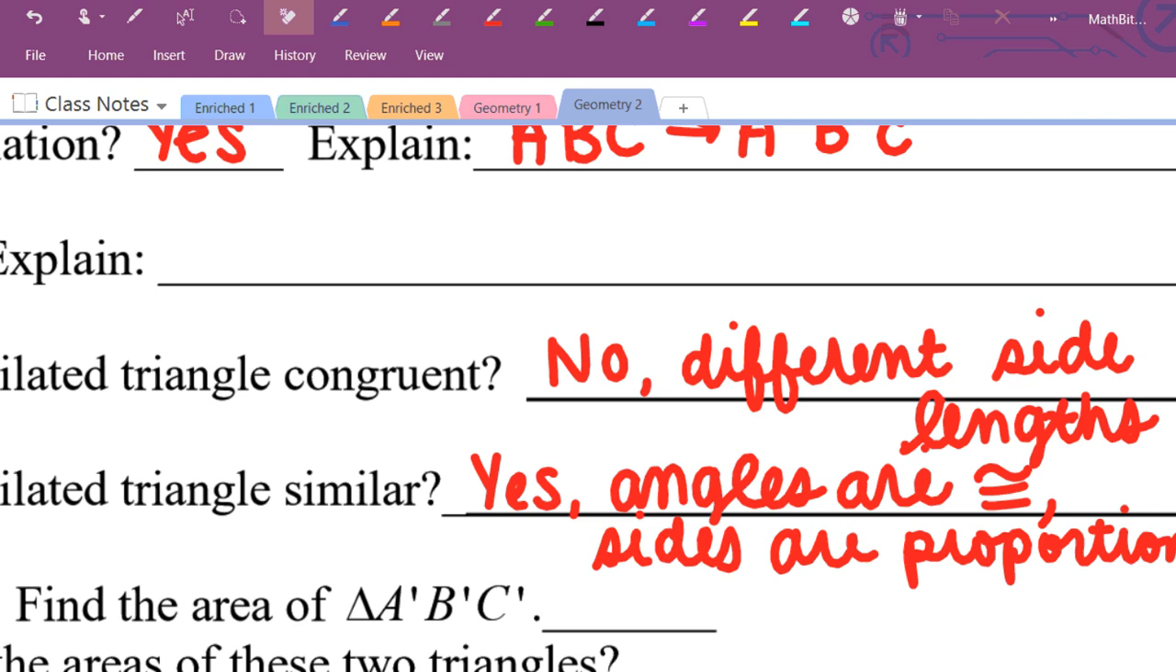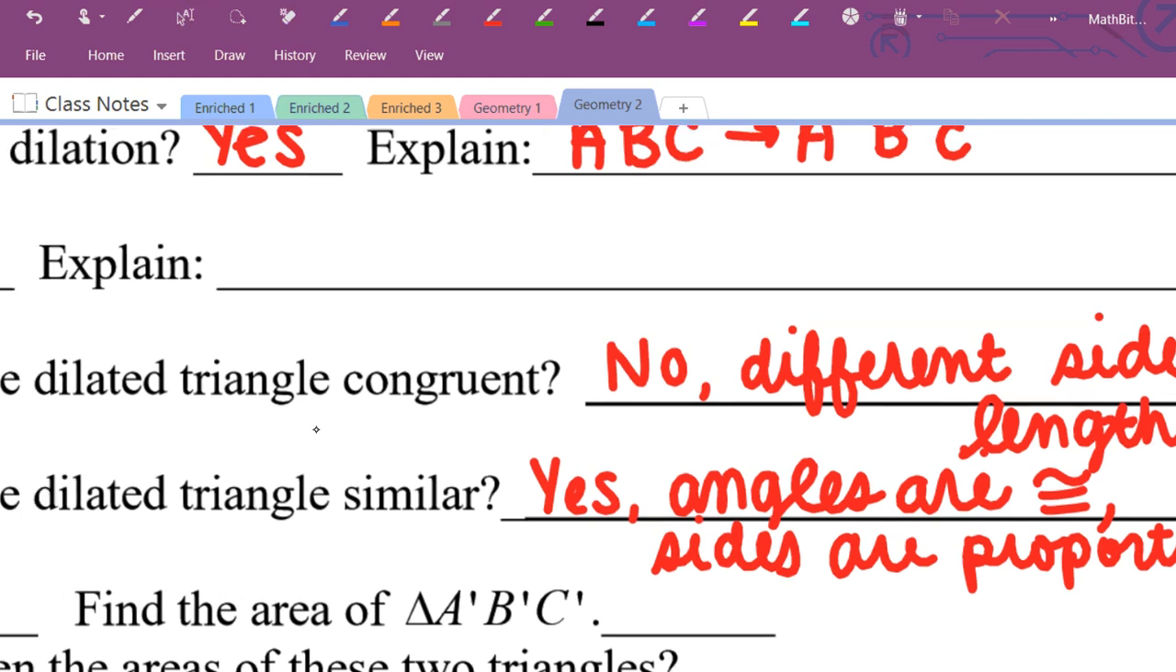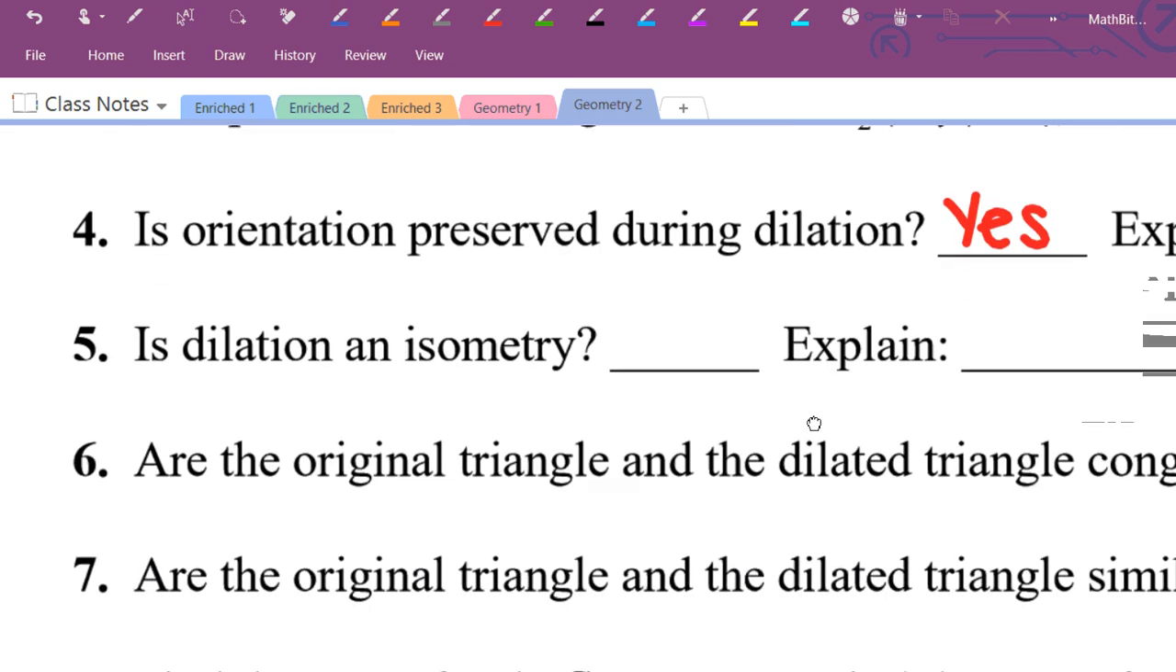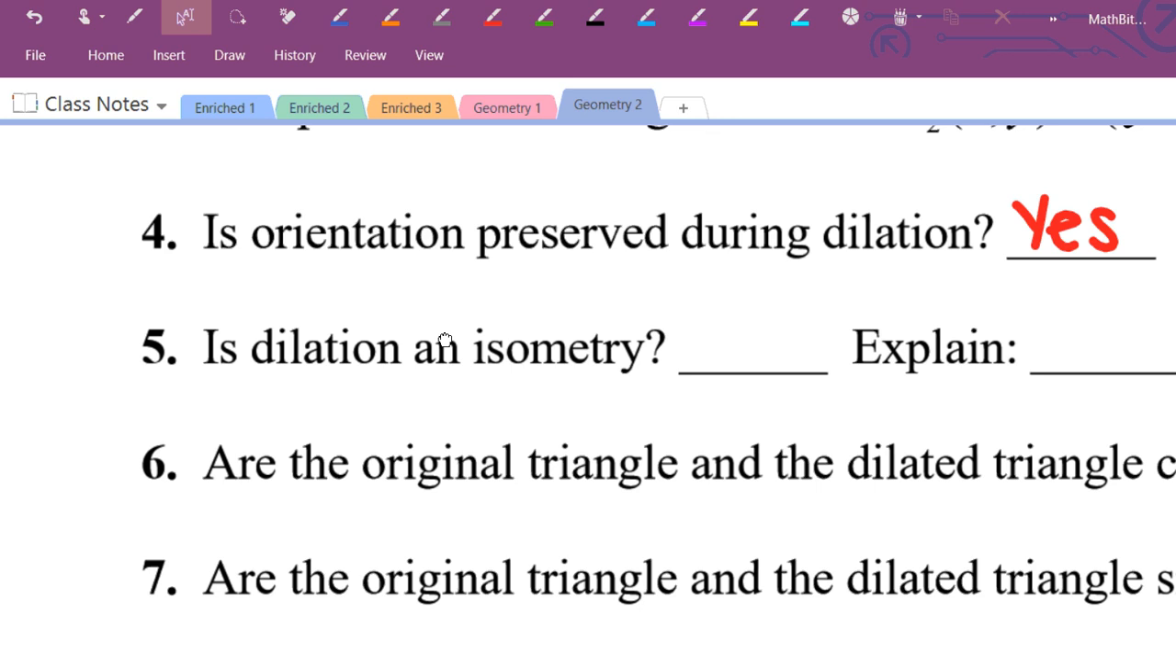This is where it gets the most interesting, though. It says find the area of that triangle. And I didn't show, oh, sorry, we didn't do this question. Is a dilation an isometry? Now, this came up, and it was an exception. How many of you know right now, off the top of your head, with certainty, the definition of isometry?